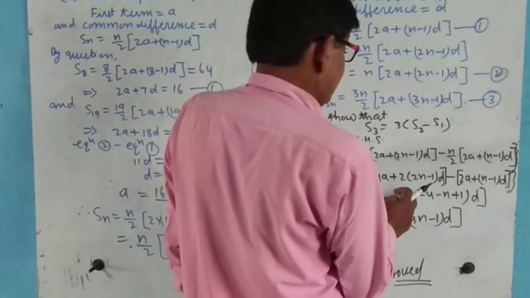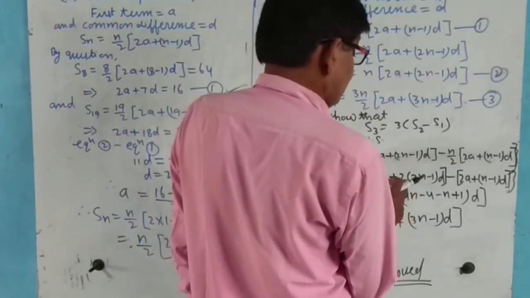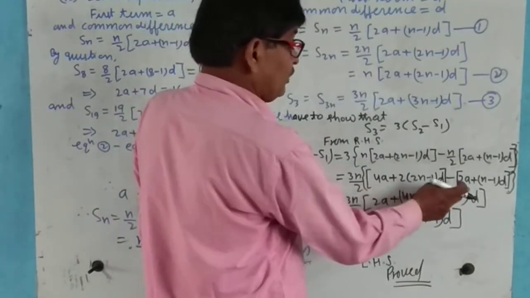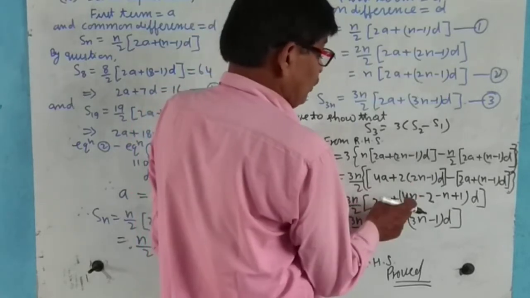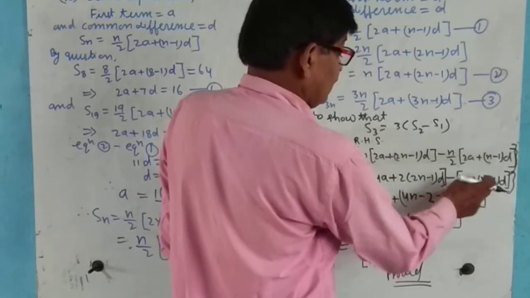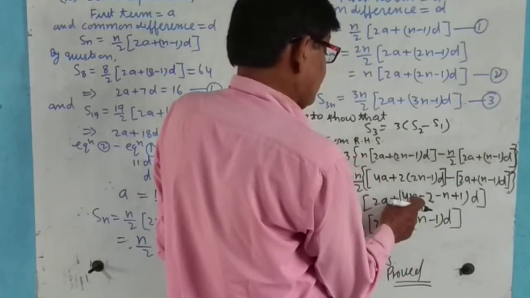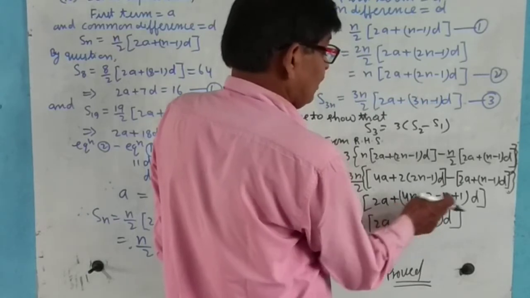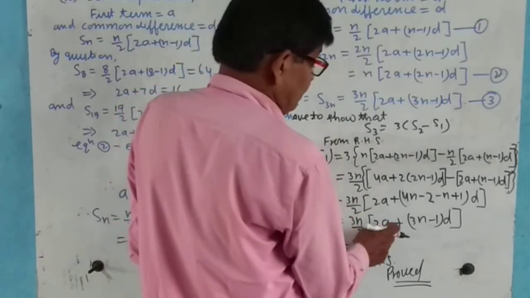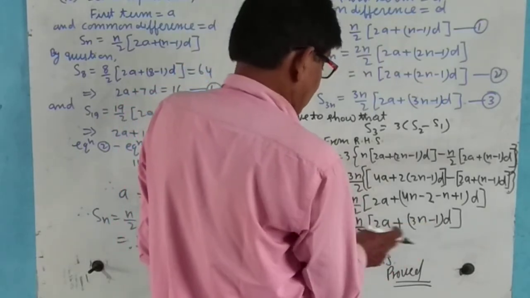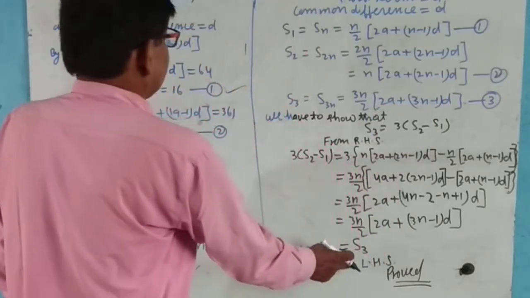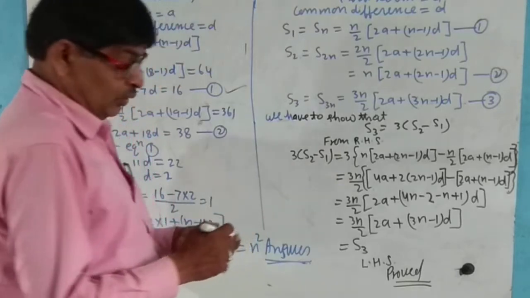And here also 4a minus 2a, and the d terms: 4n minus 2 minus n plus 1 gives 3n minus 1. So we get 3n by 2 into (2a plus (3n minus 1) d), and this is S3, so this is the left hand side, and proved.